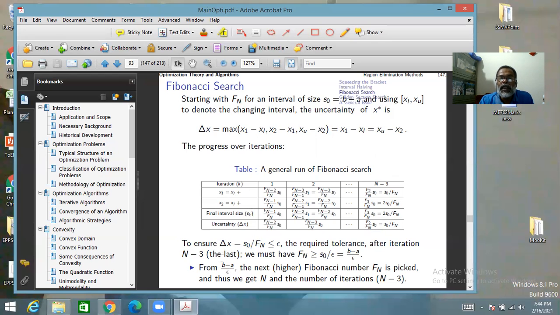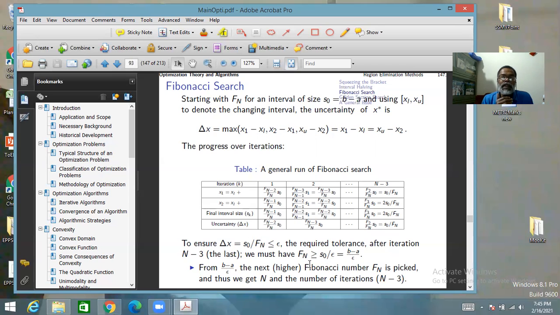Okay. So to ensure delta x, that is uncertainty S0 by Fn, is less than or equal to a given tolerance, say you want the solution to be correct up to 3 places of decimal. So for epsilon you want 0.001. Okay. So that S0 initial bracket size you already know. So based on that, S0 by epsilon will give you the corresponding Fn. And that should be this. Okay. So since there will be a natural termination, n minus 3 iterations, after that you cannot continue, it will become meaningless. The same thing will repeat.